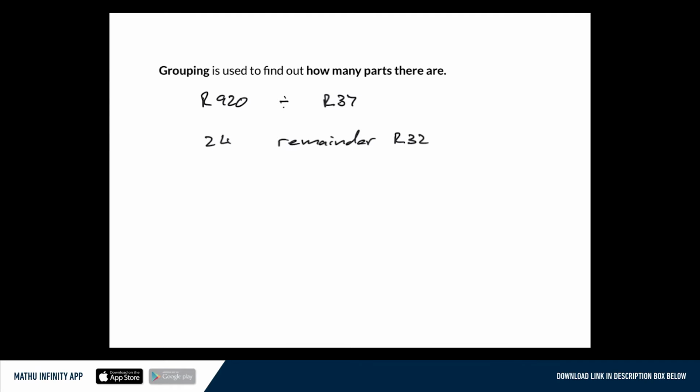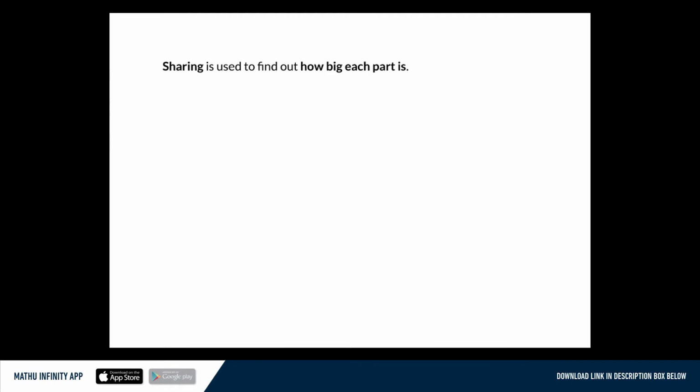All right. So the second way we would use division is sharing, to find out how big each part is. So in the previous example, we wanted to buy chickens, we had a certain amount of money, how many chickens could we buy? In this case, if you look at question 2 on your exercise on page 29, it's going to say we have 880 Rand. And we now want to divide that among 34 learners. So 34 people need to get a portion of that money. How big is each person's part?